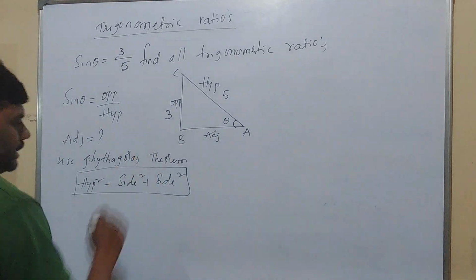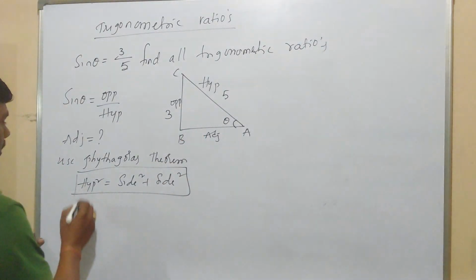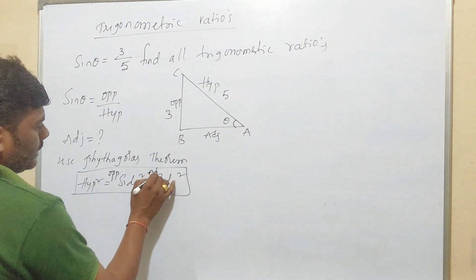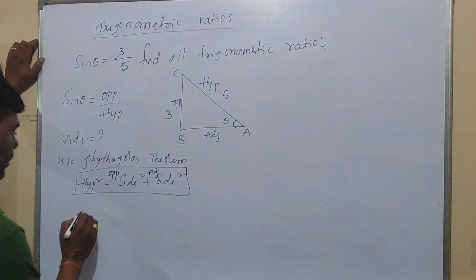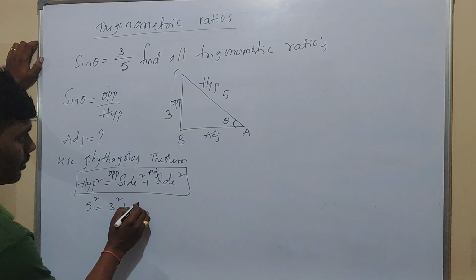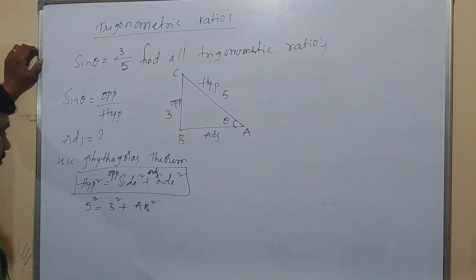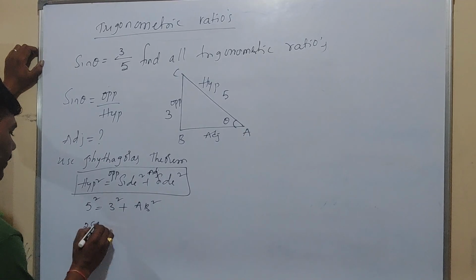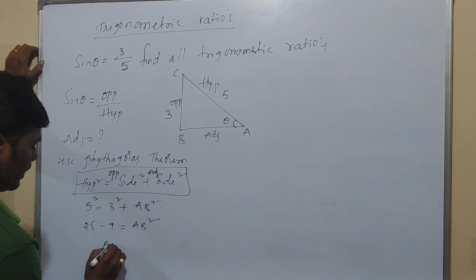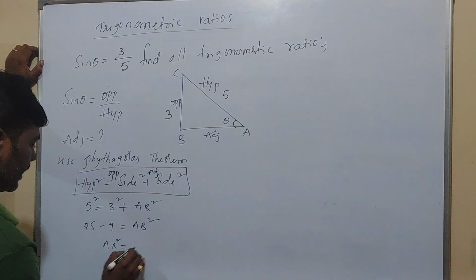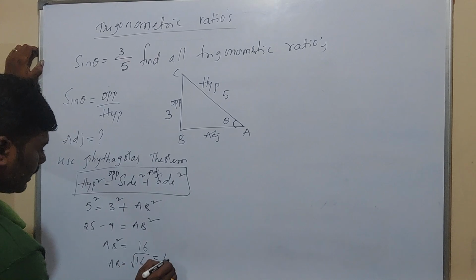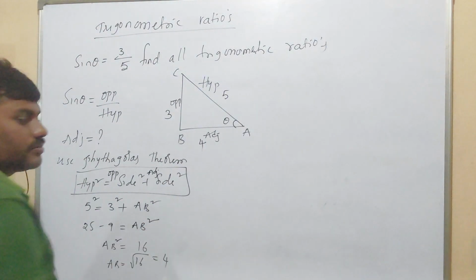Now we want the adjacent side. So hypotenuse square, opposite square, and here adjacent square. Hypotenuse square is 5 square, opposite square is 3 square, and adjacent square is unknown, that side is AB square. 5 square is 25 minus 3 square which is 9, equals AB square. AB square equals 25 minus 9, which is 16. AB equals the square root of 16, that equals 4. This side equals 4.